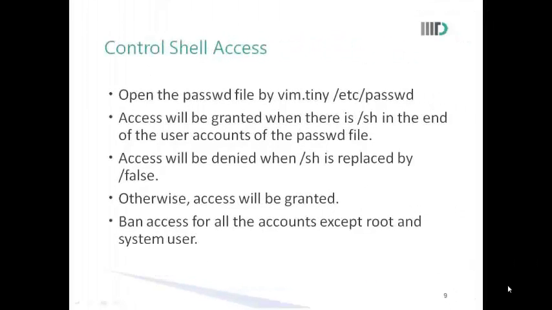Control shell access. Open the password file by vim.tiny /etc/passwd. Access will be granted when there is /sh at the end of the user account in the password file. Access will be denied when /sh is replaced by /false. Otherwise, access will be granted. Ban access for all the accounts except root and system user.